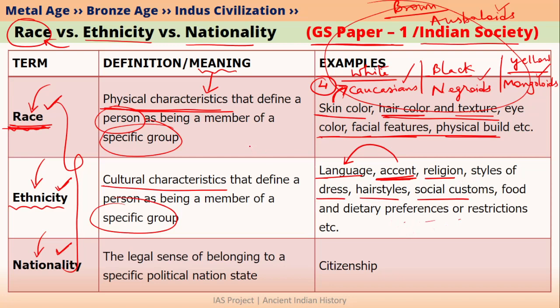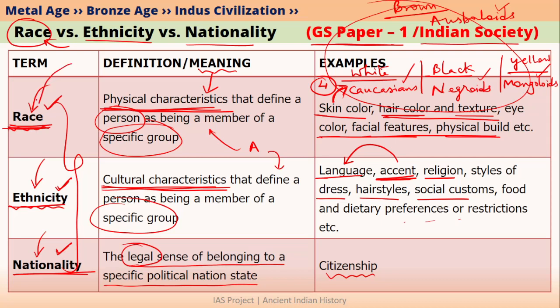Please note that any particular person can belong to a different race and a different ethnicity at the same time. So race is about physical characteristics, whereas ethnicity is about cultural characteristics of a person. Nationality is very simple because nationality is not a subjective but a legal term. Nationality is basically the legal sense of belonging to a specific political nation state. An example of nationality is citizenship. If you belong to India, you will be an Indian citizen and therefore your nationality is Indian. Similarly for other countries also.